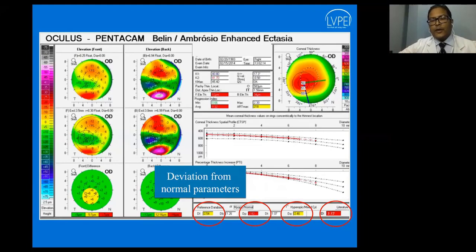The corneal thickness profile is also shown by a red line, with 2 subcategories of CTSP, which is the corneal thickness spatial profile, and the percentage thickness index. And the average is following the central line, which is the median for the demographic population, and the 2 lines which are above and below are 2 standard deviations above and below. So any line that crosses the 2 standard deviations is probably an abnormal parameter.